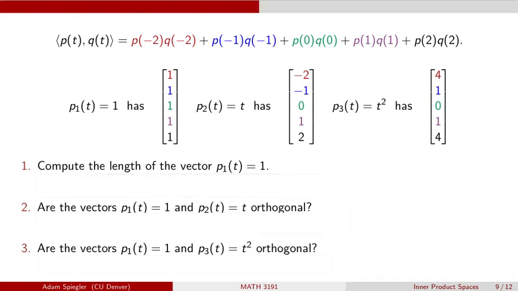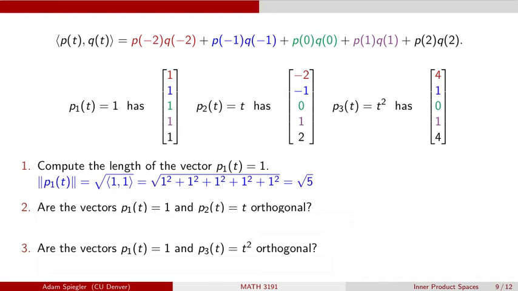So given this vector space of polynomials of at most degree 4 with the inner product we've defined up top, now we've got an inner product space, and there are lots of questions that we can ask. For example, if I want to compute the length of the vector p1 of t, which is just the constant 1, then by definition, we define the length of a vector as the square root of the inner product of that vector with itself.